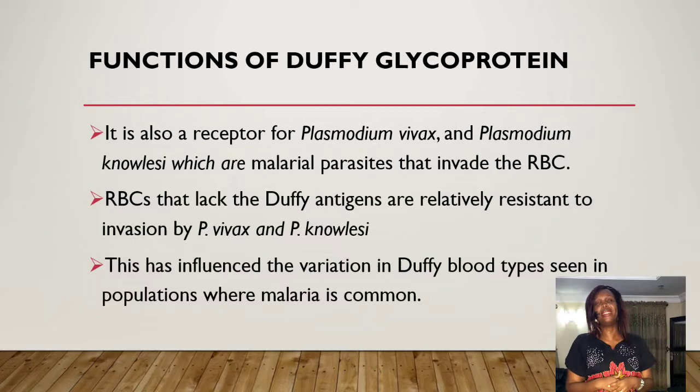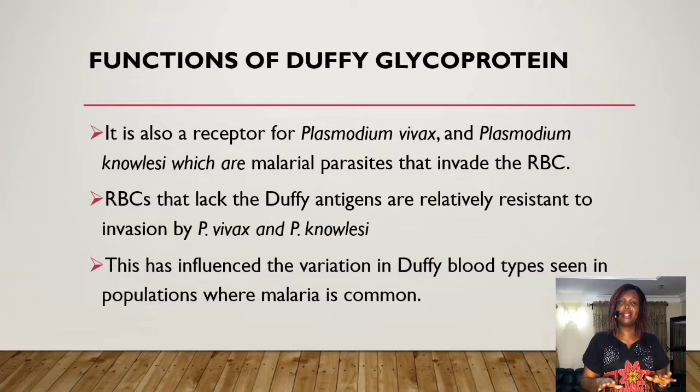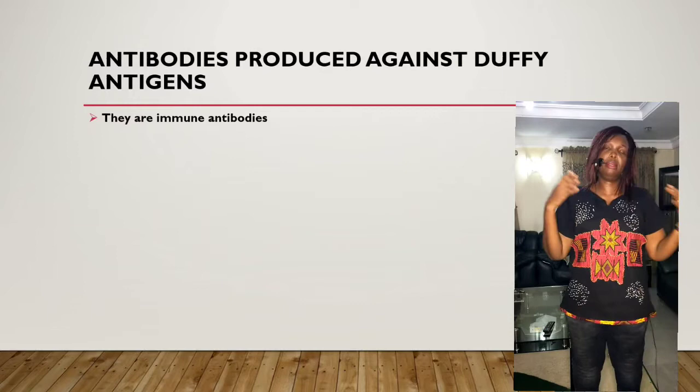Now, red blood cells that lack Duffy antigens, research has shown that these cells are relatively resistant to invasion by P. vivax and P. knowlesi. The red cells that lack Duffy antigens are resistant to invasion by P. vivax and P. knowlesi. This obviously has influenced the distribution of these malaria parasites in the various populations.